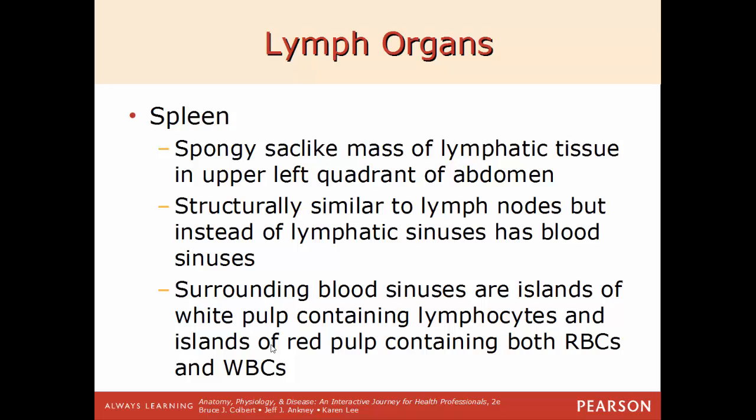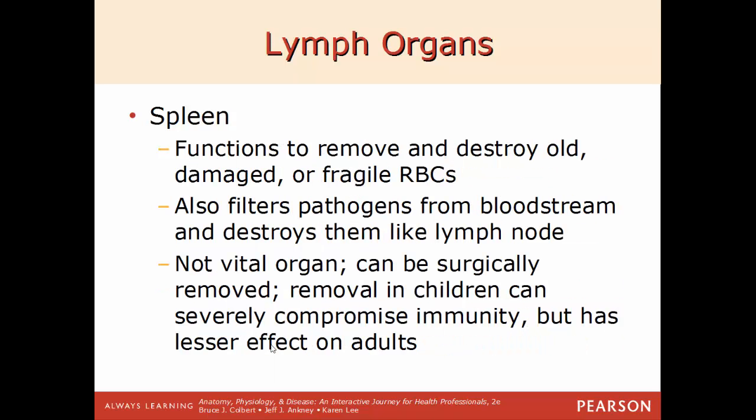Surrounding the blood sinuses are islands of white pulp containing lymphocytes, and islands of red pulp containing both red blood cells and white blood cells. So two different kinds of tissues found within the spleen, red and white pulp. Now, the functions of the spleen: to remove and destroy old or damaged or fragile red blood cells, also to filter pathogens from the bloodstream and destroy them, just like a lymph node would.